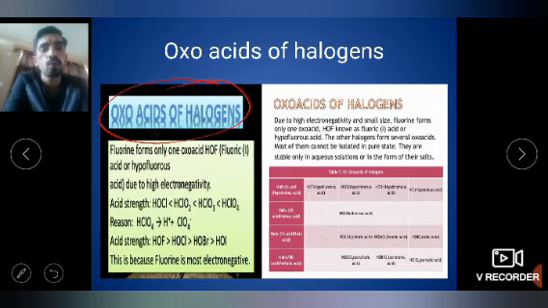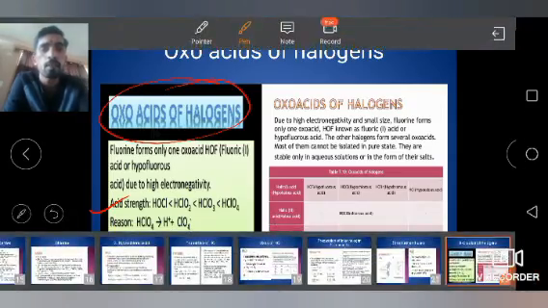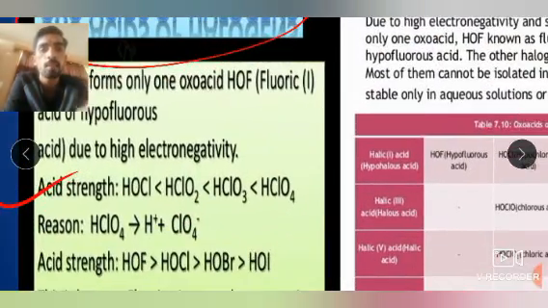Next, last is oxoacids of halogens. You know very well, oxoacids of halogens contain oxygen plus halogen. The acid strength of HOCl is smaller than HClO2, then HClO3, then HClO4. The reason is that HClO4 gives one hydrogen ion and the ClO4 negative ion.